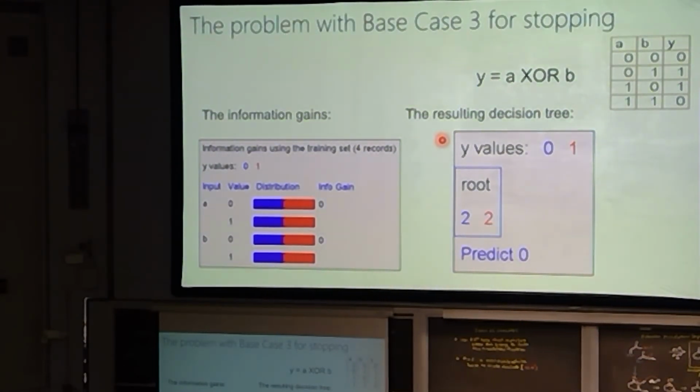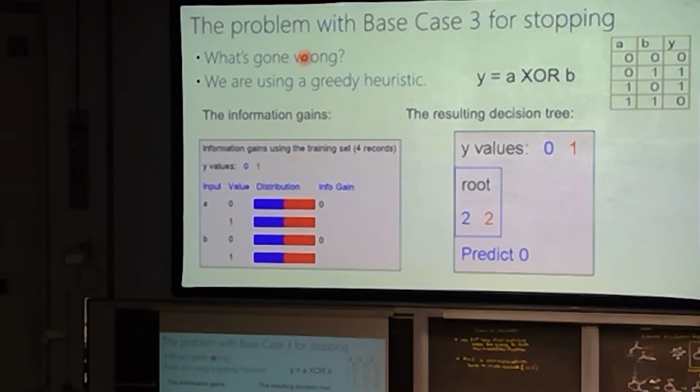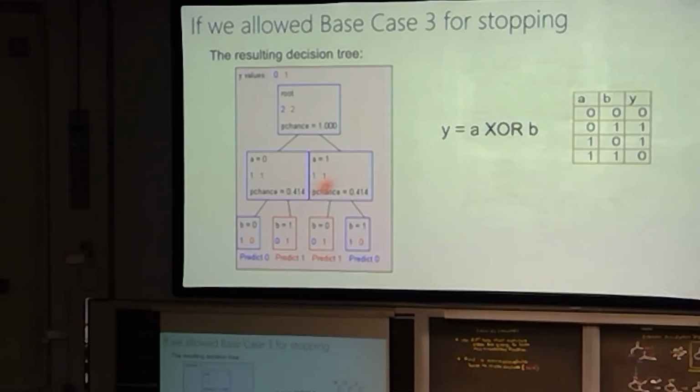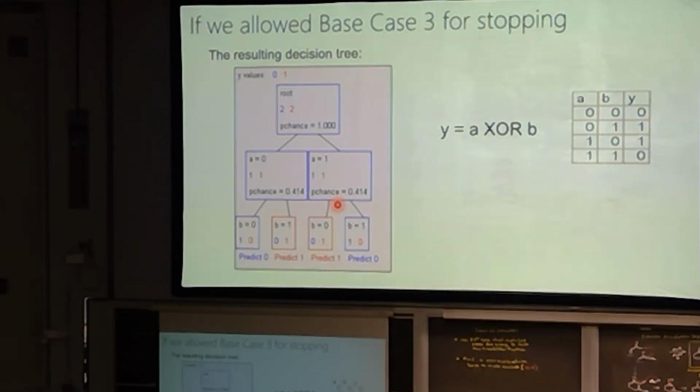In contrast, if I remove that base case 3, if I say I don't care that I don't get any more information gain, I'm going to keep going, what's gone wrong? It's not clear that something's gone wrong, but it's something to ponder. Basically, I'm using a greedy heuristic. Because it's greedy, I've stopped it, even though if I keep going, I could get to zero training error, which we may or may not want to do. If I don't allow that base case for stopping, then I will keep growing it, even though there was no more information gain, and I will have zero training error. All that says is you may or may not want to do that.